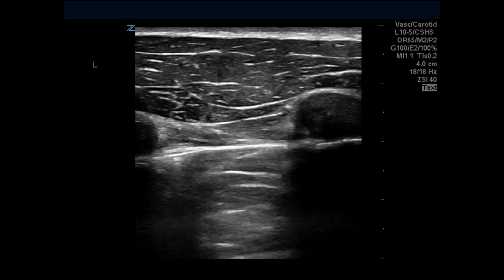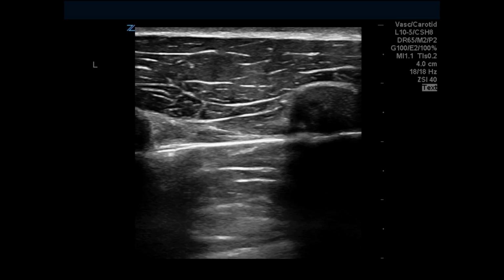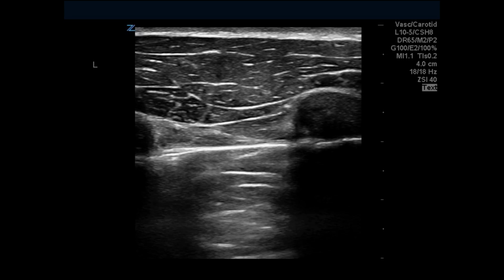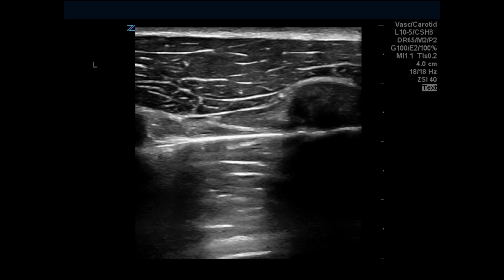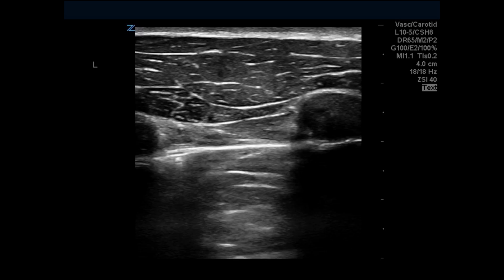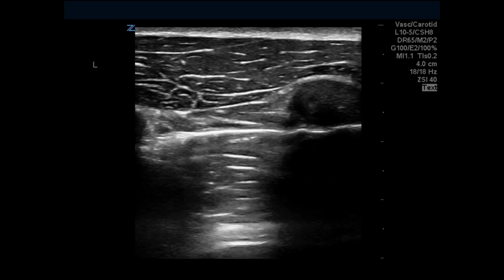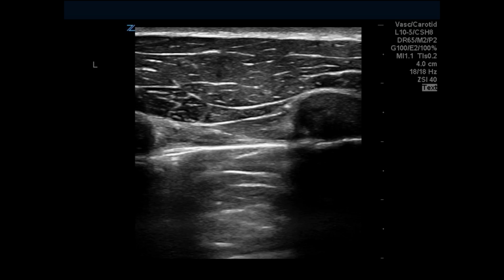Here, lung sliding and comet tail artifacts are not visible with respiration. The absence of lung sliding is seen not only in pneumothorax, but also in other clinical situations, such as lung adhesions or mainstem intubations, so it is a less specific finding.